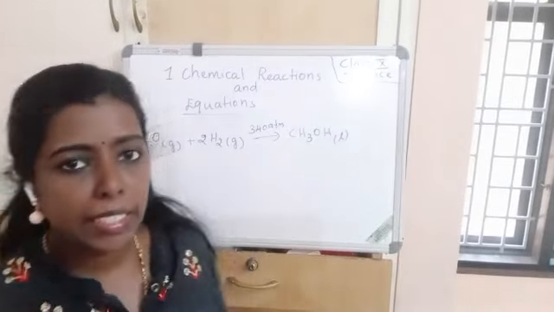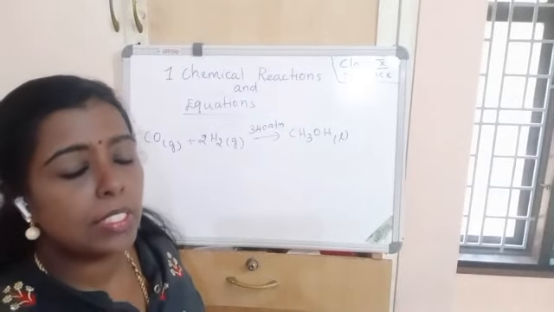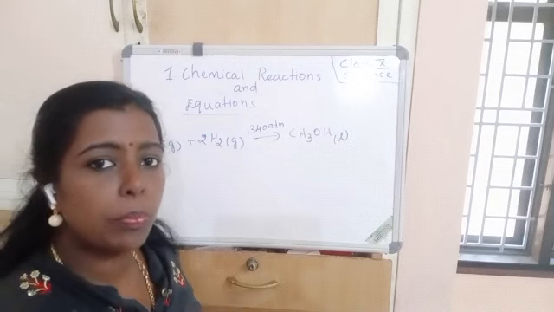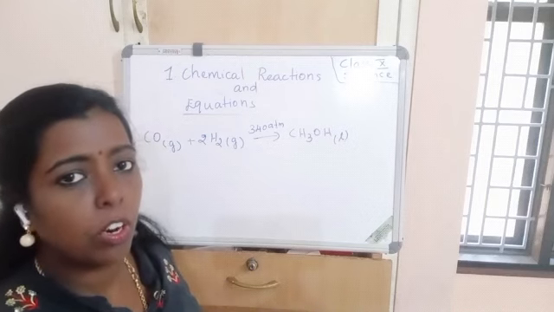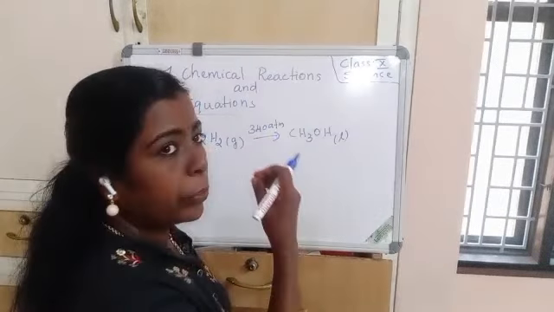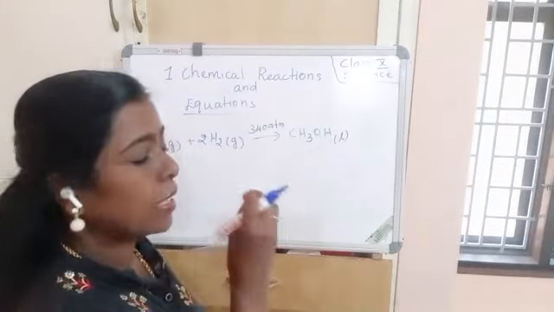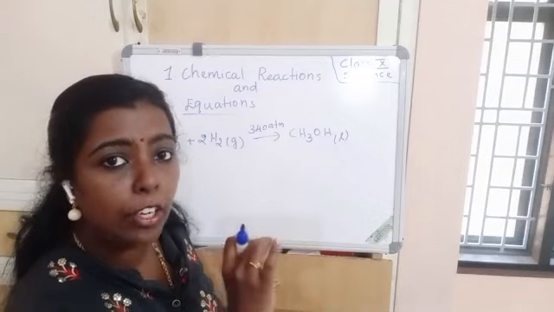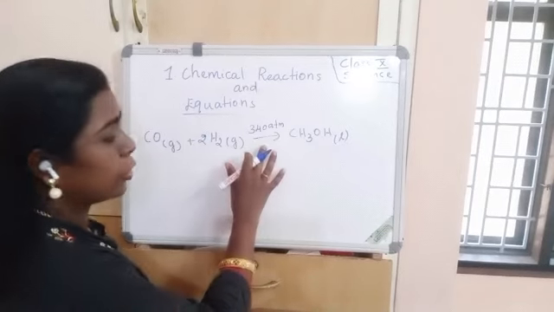So while we are writing a chemical equation, if some conditions of temperature, pressure or catalyst are involved, we should mention the temperature, pressure or catalyst above or below the arrow of our chemical equation.